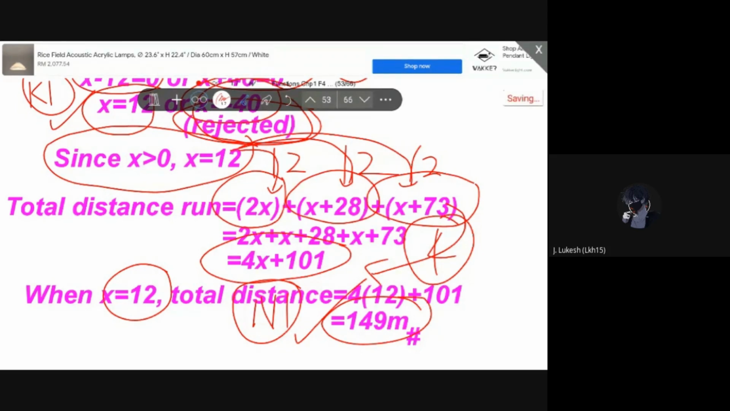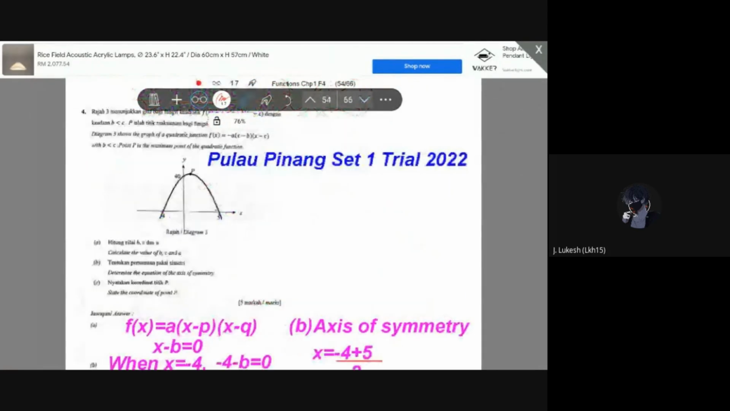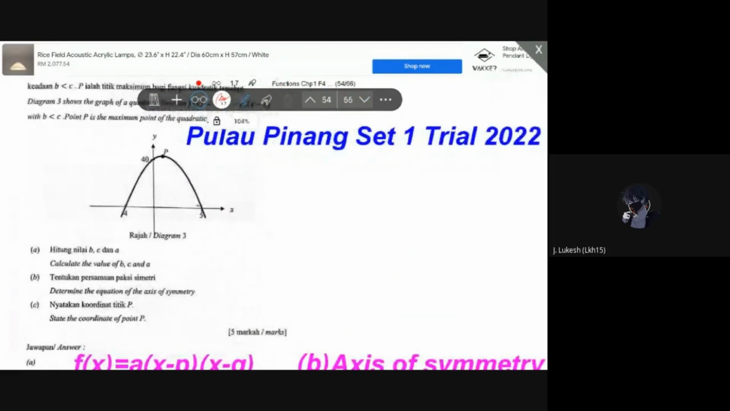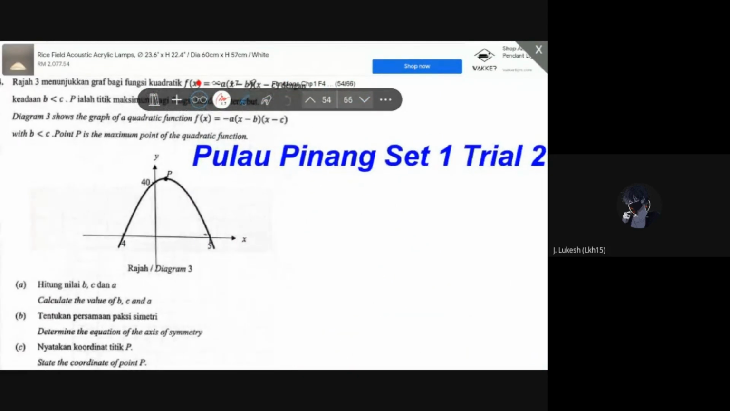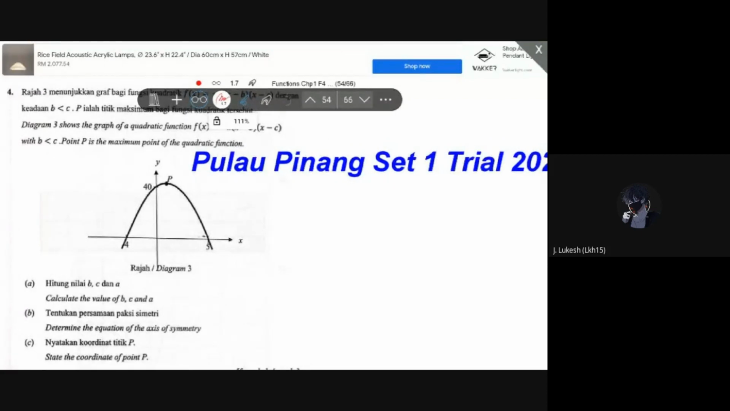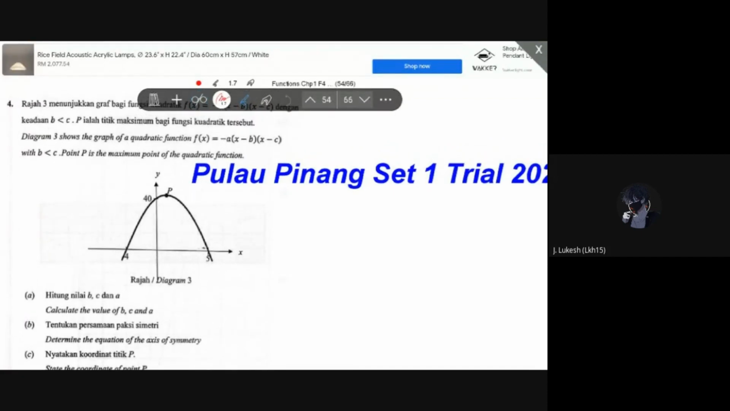Okay, let's go. So, next one. 54. Okay, Penang trials. Okay, this question a bit more challenging. Soalan ni lebih mencabar. Sikit lah, bukan sangat pun. Okay, so they say quadratic function. This is the quadratic. So, kamu bila tengok ni jangan macam risau tau sebab tengok A, B, C dengan X separate macam tu.